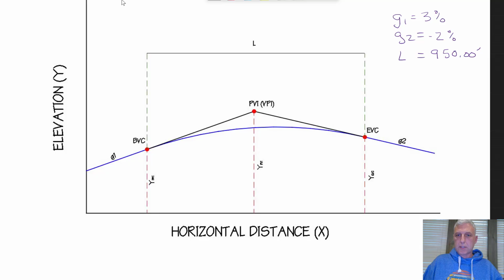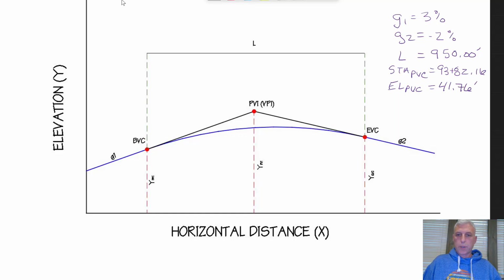We're also given that the station of the PVC, or the beginning of the curve, is at 93 plus 82.16. The elevation of that station, of the point at that station, so elevation of the PVC, the beginning of the curve, is 41.76 feet. So pretty low, probably somewhere at the coast.